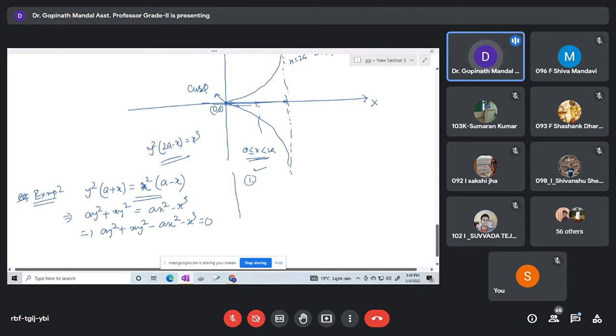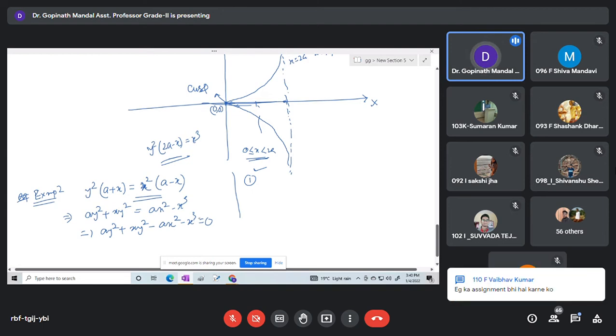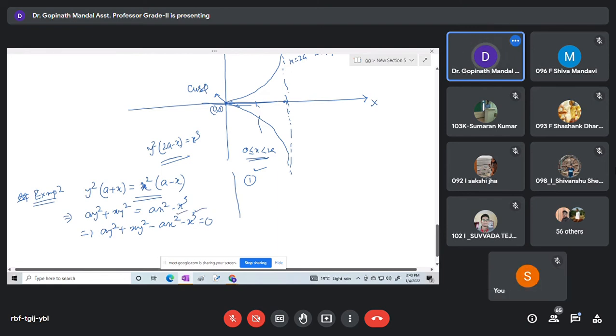Now the first one is symmetry. The powers of x are 3 and 2, so no, this curve is not symmetric about the y-axis. The power of y is 2 here, so this will be symmetrical about the x-axis.